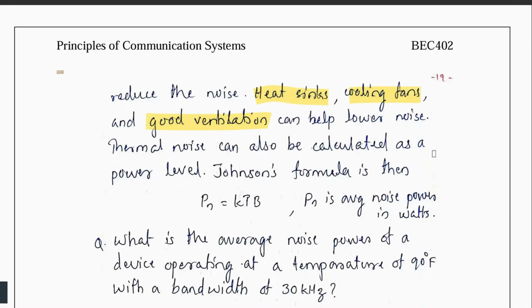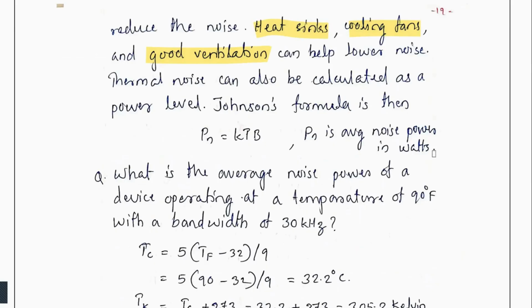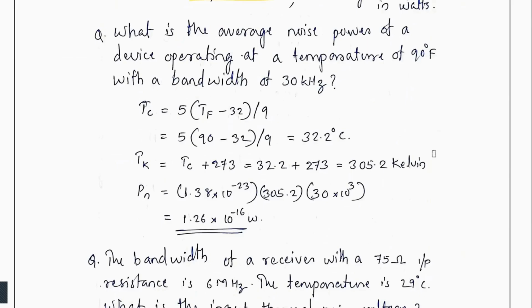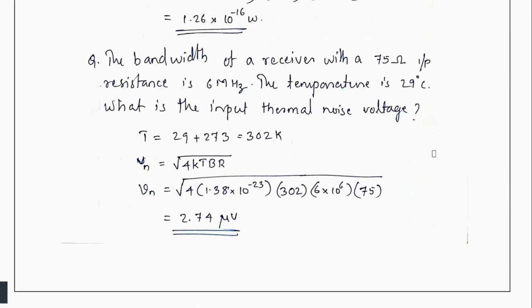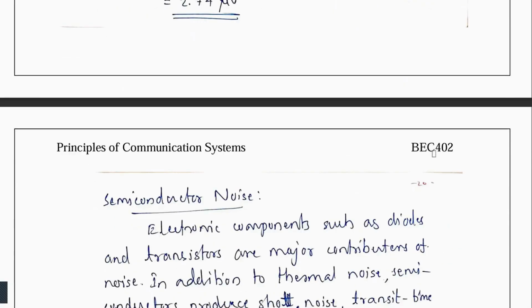Thermal noise can also be calculated by the power level. So Johnson's formula is then changed to Pn equals KTB, where Pn is the average noise power in watts. For that also I have a problem here. Please pause the video and go through the problem.